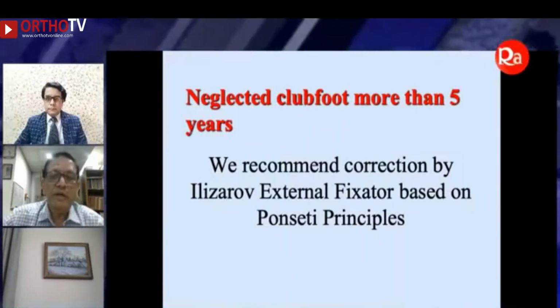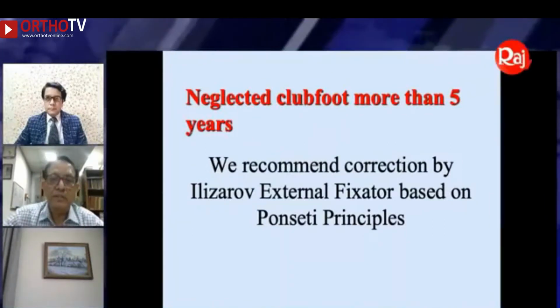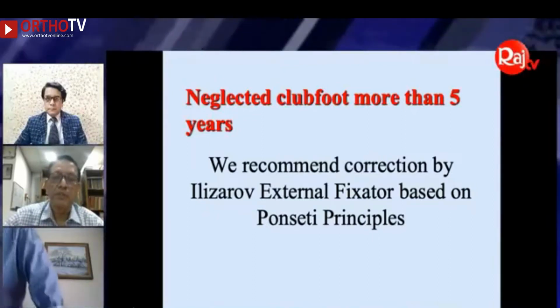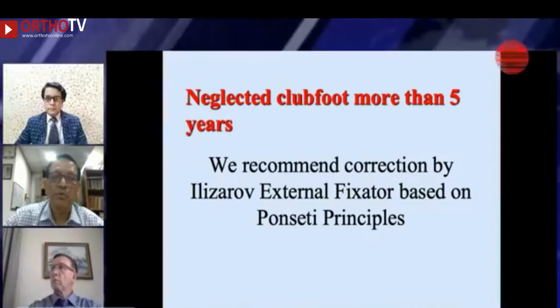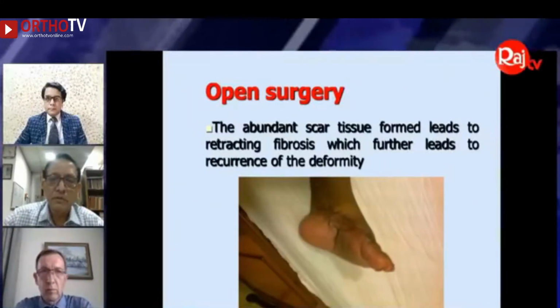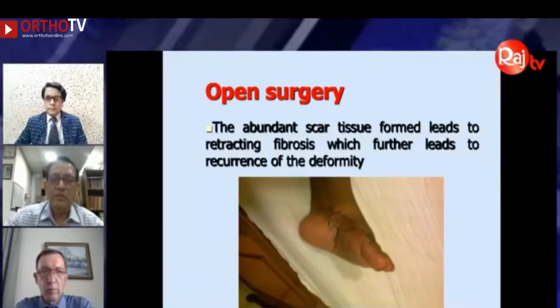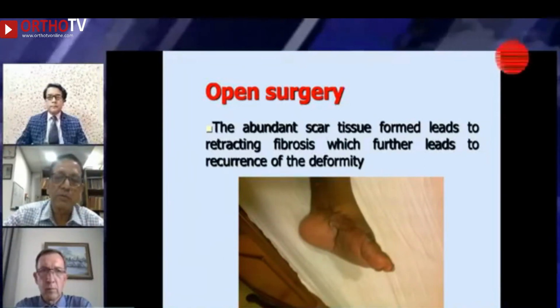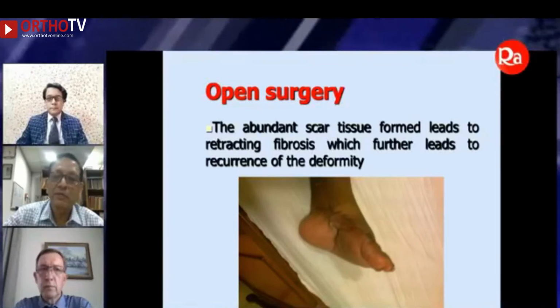Now we are dealing with the recommended correction by Ilizarov external fixation, but based on the Ponseti principles. Neglected clubfoot, more than 5 years. I was going to another city to conduct the clubfoot conference. You can see that they have shown this. This was the PMR, post-medial release, that was done there.